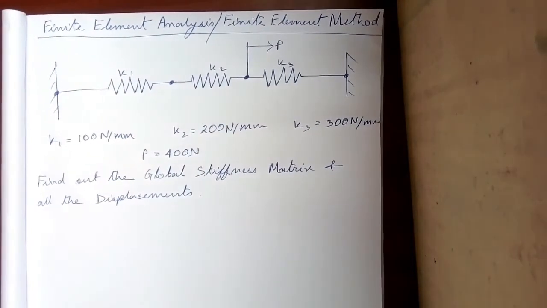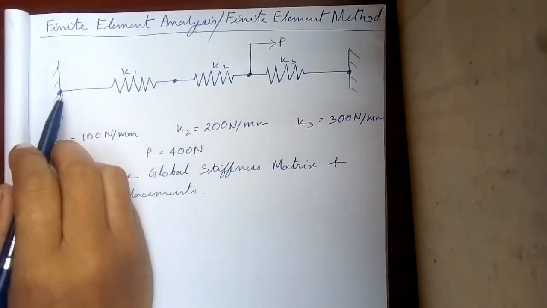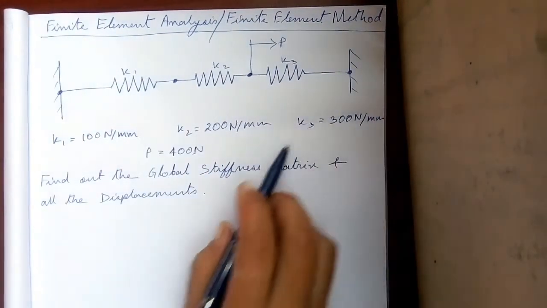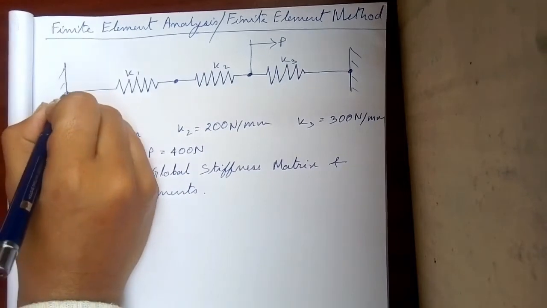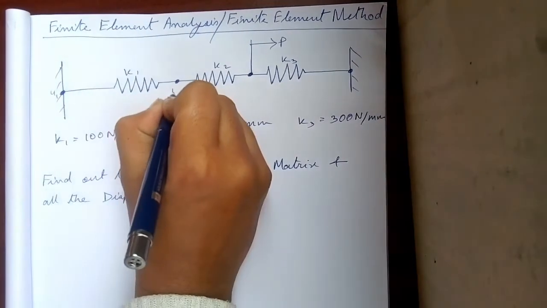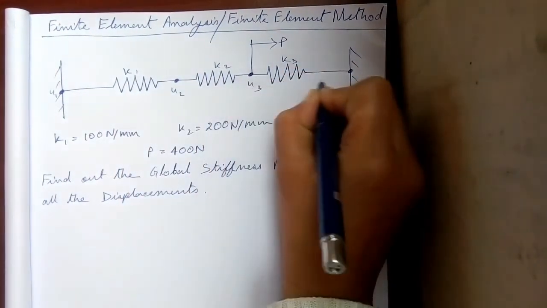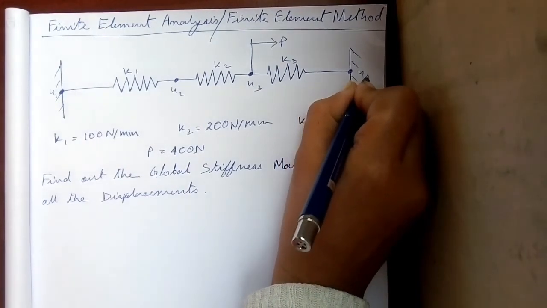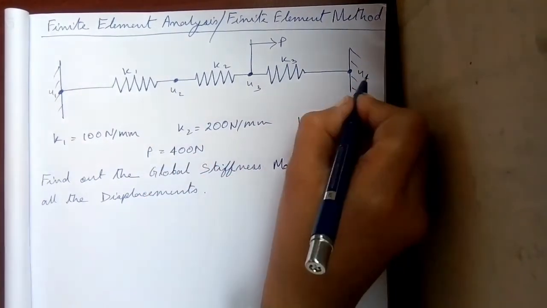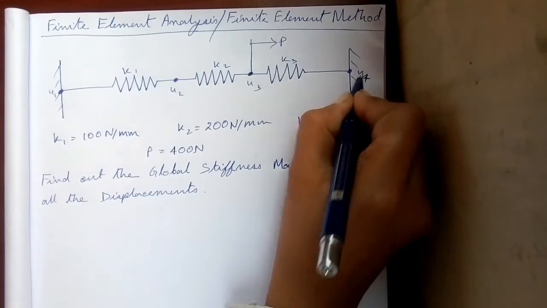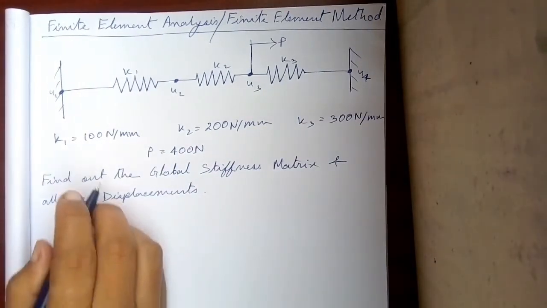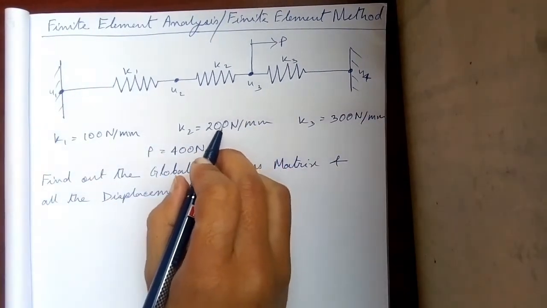In this lecture, we are going to solve one problem of spring element. Here's our diagram. In this diagram, we have four nodes U1, U2, U3 and U4. U1 and U4 are at the fixed end and U2 and U3 are at the connections of the springs. The values are given.